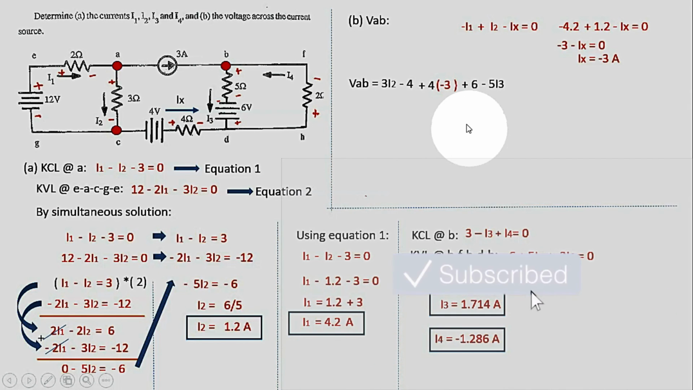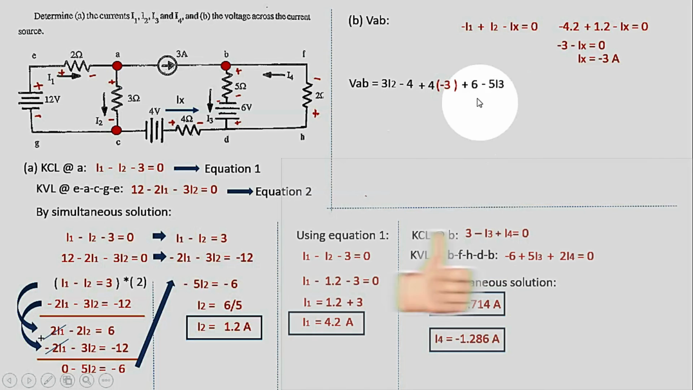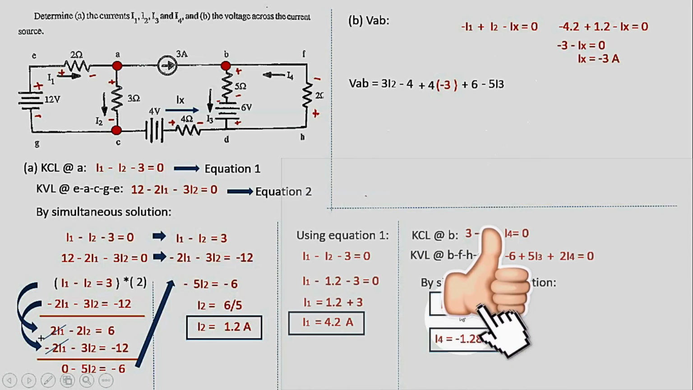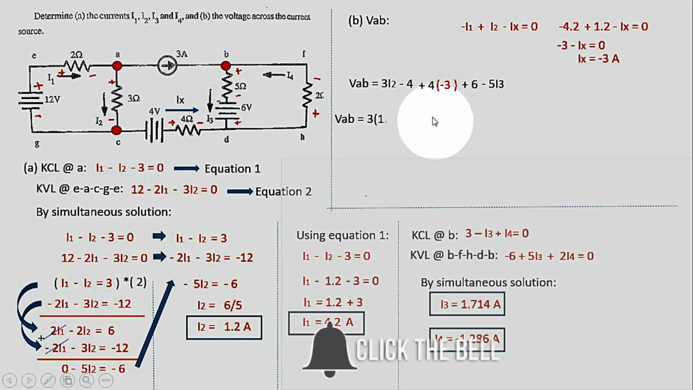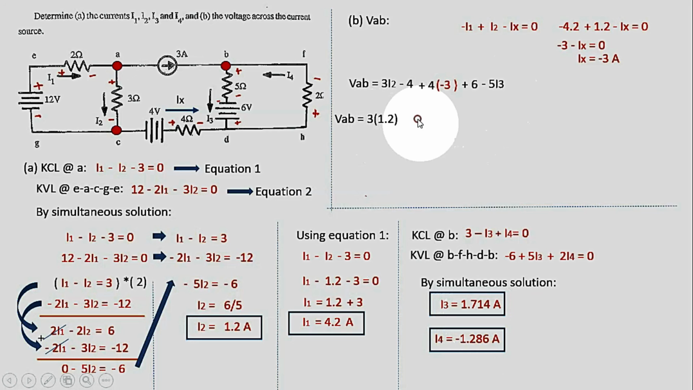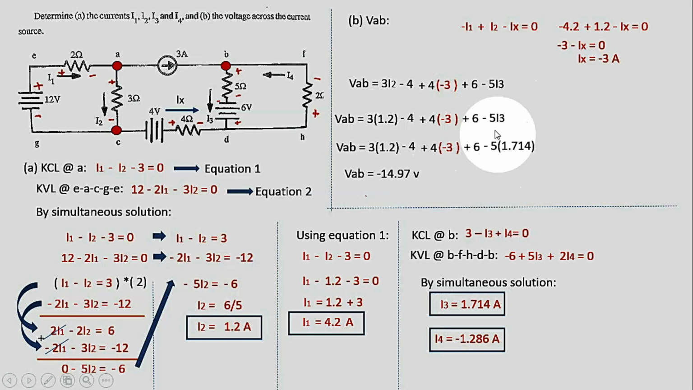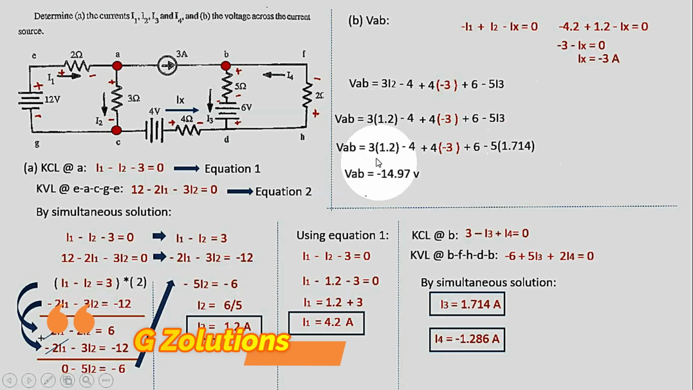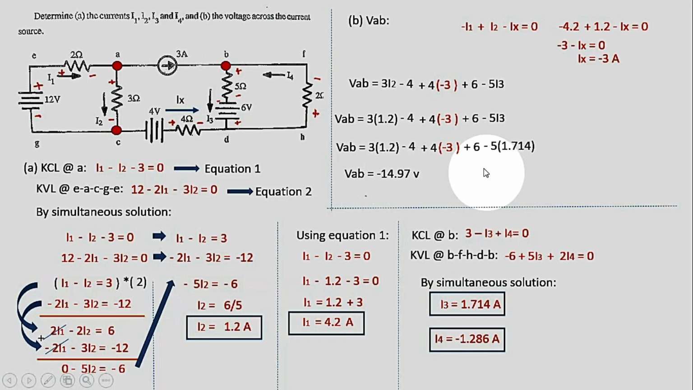But since we have already the value for I sub 2 and I sub 3, I sub 2 is 1.2, I sub 3 is 1.714, we just plainly substitute it. 3 times I sub 2, which is 1.2, minus 4 plus 4 times negative 3 plus 6 plus 5I3. Okay, and this is the value for I3, 1.714. Therefore, if we calculate this one, the answer will be negative 14.97 volts. So that will be the value of V sub AB.